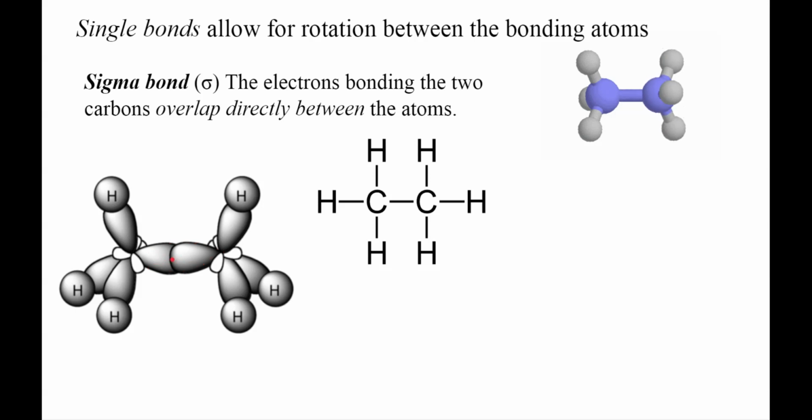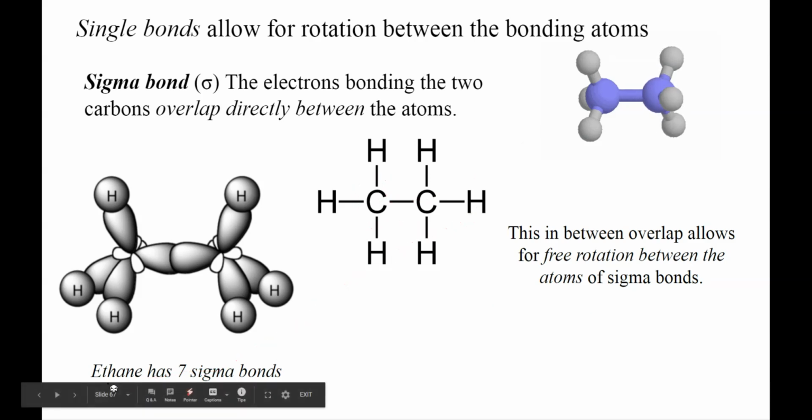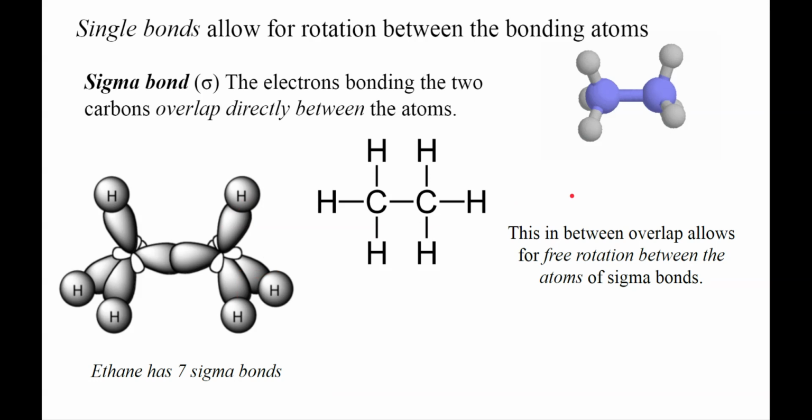Now, with this overlap, it allows for a freedom of rotation. So if you can see in this animation, it is free to rotate round and round. And that's going to be pretty significant. We'll talk about when it's not able to rotate in just a moment. But since ethane has 7 total single bonds, you could also say it has 7 sigma bonds where they're all overlapping directly between.